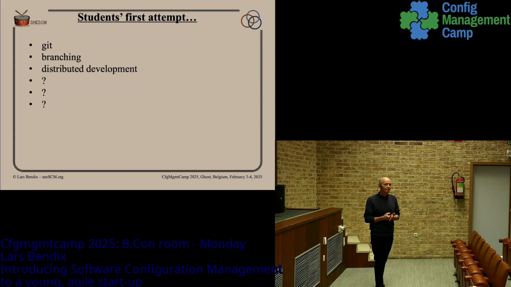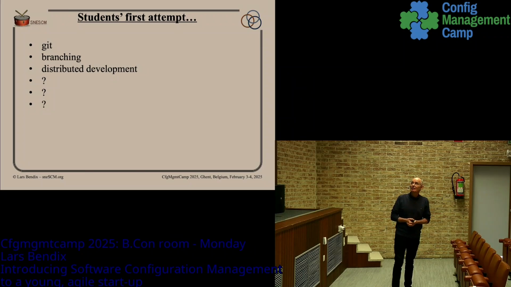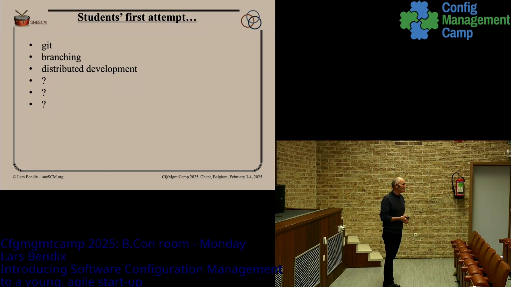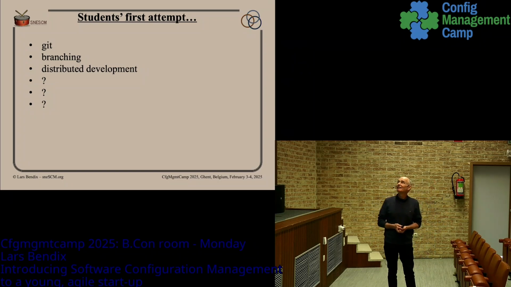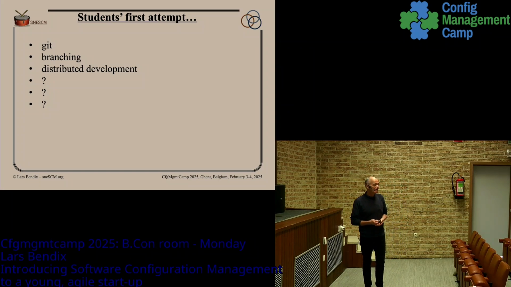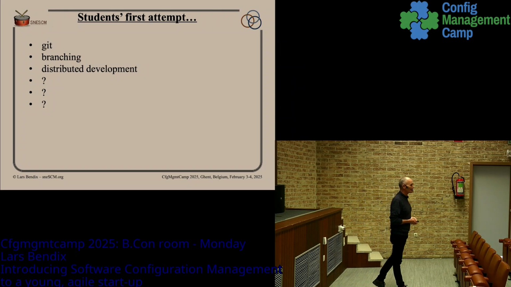So let's move on. When my students do the projects, this is usually what they say is the first step: Git, branching, distributed development. And we use the project for the exam. And I tell the students, well, that's not my idea of where you should start if you have a young Agile startup that you want to introduce to the world of software configuration management.